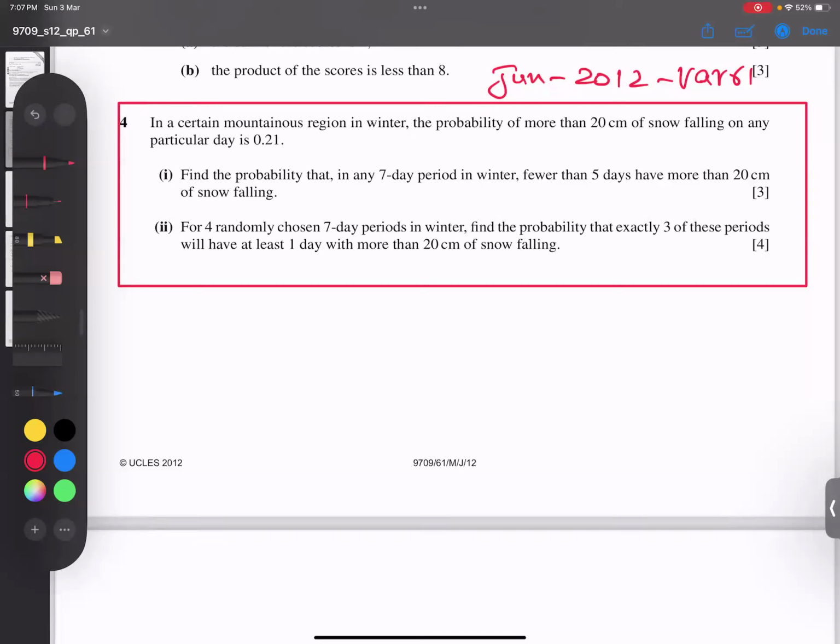This June 2012, variant 61, question number 4. The question is: in a certain mountainous region in the winter, the probability of more than 20 centimeter snow falling on any particular day is 0.21. When he says "any", it behaves like with replacement. It means the probability is not changing, and when the probability is constant, this is a topic of the binomial probability.